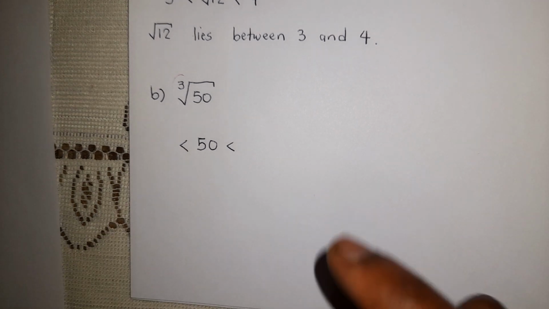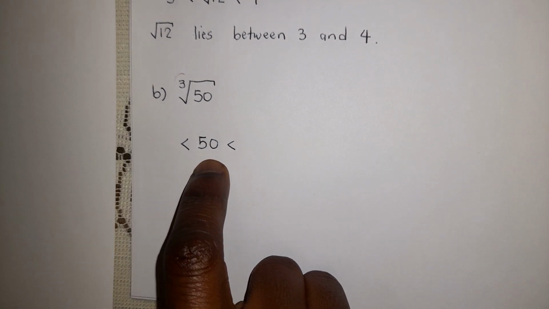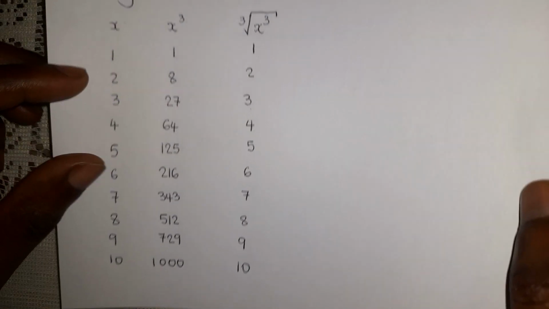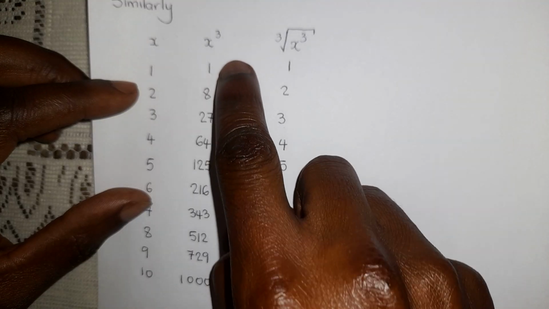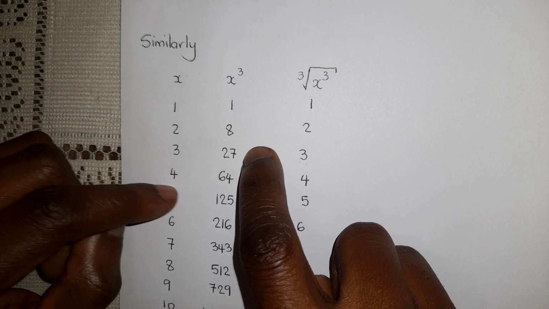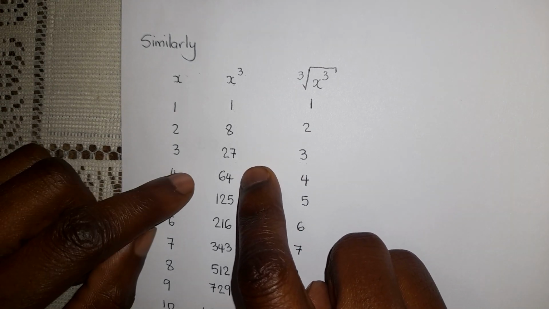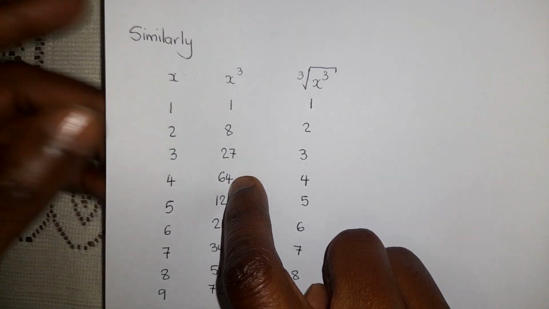So again, I'm going to go back now to the cubes. I'm looking for two numbers between which 50 lies. Those two numbers must be perfect cubes. Right, so these are my perfect cubes. And then I'm looking at this one. Is it between 1 and 8? Definitely not. 8 and 27? Definitely not. 27 and 64? Yes, I'm looking for 50. So 50 should be between 27 and 64.